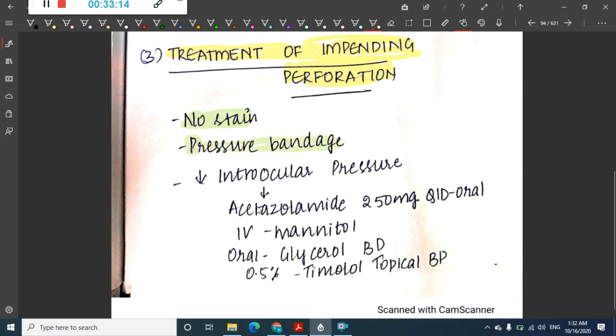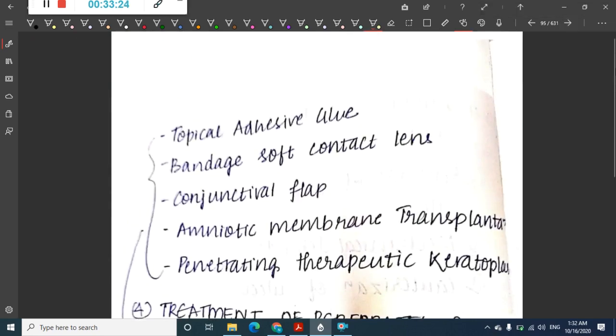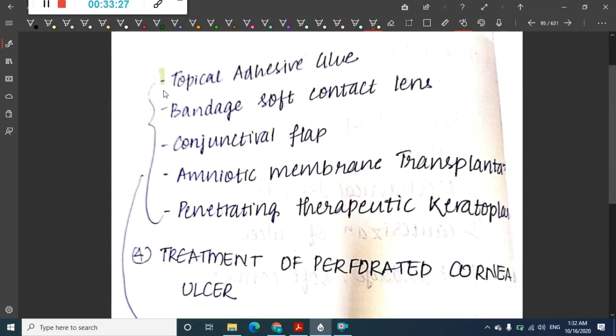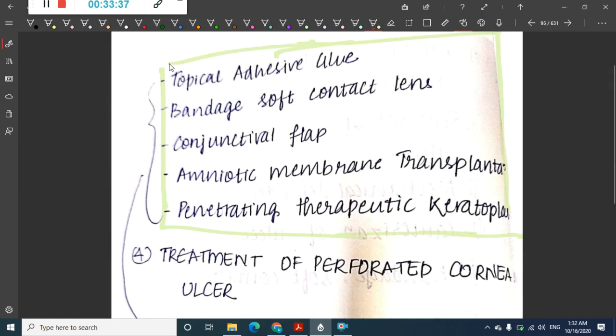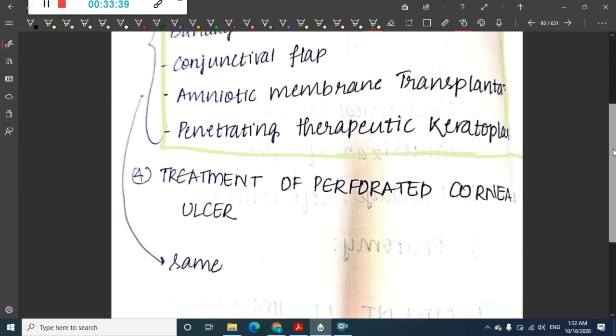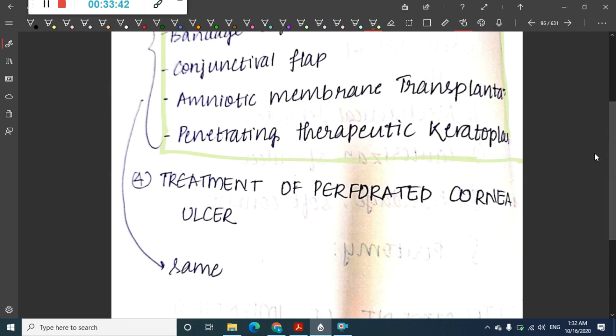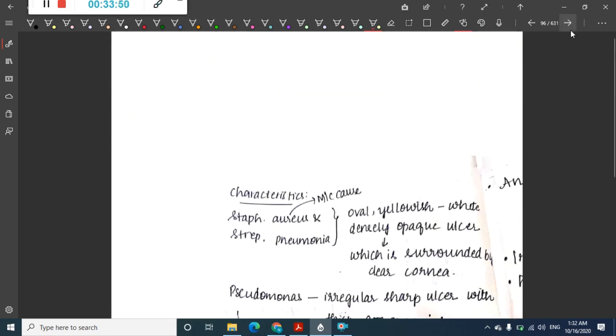Intraocular pressure is decreased with acetazolamide, mannitol, glycerol, or timolol. Then we can use topical adhesive glues, conjunctival flap, corneal transplantation, penetrating keratoplasty, or bandage contact lens. So all these can be used. Even in a perforated corneal ulcer, we have to do the same things that we do for impending perforation. This is about the treatment of corneal ulcers.